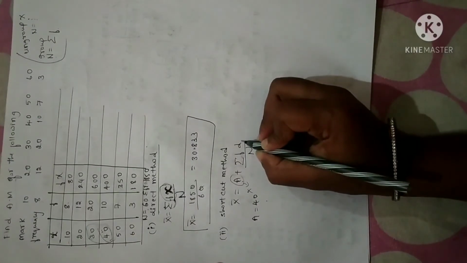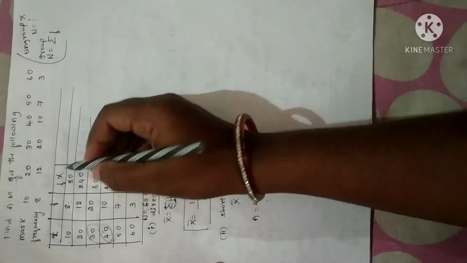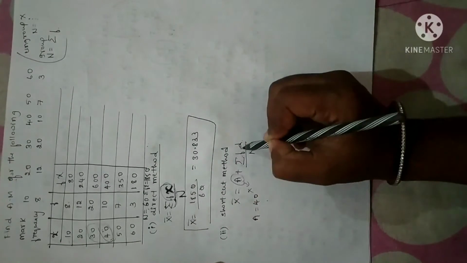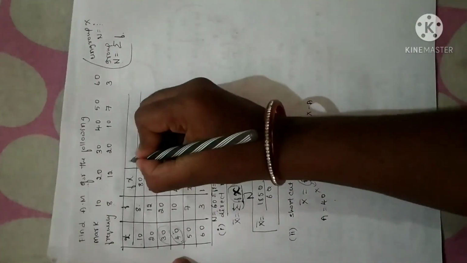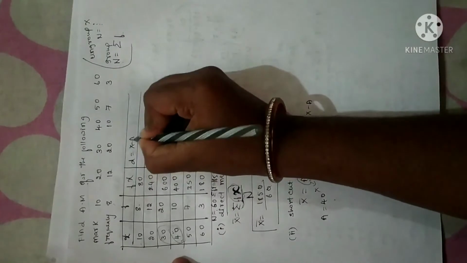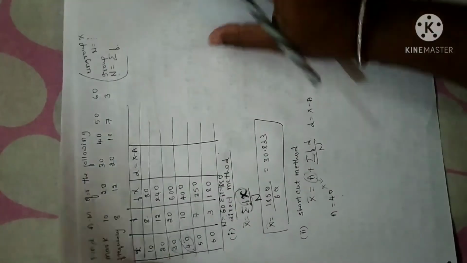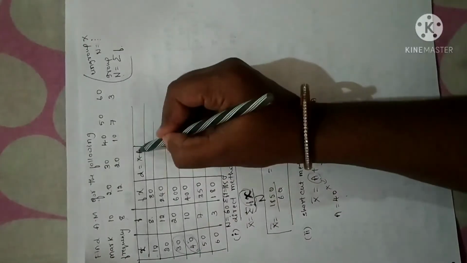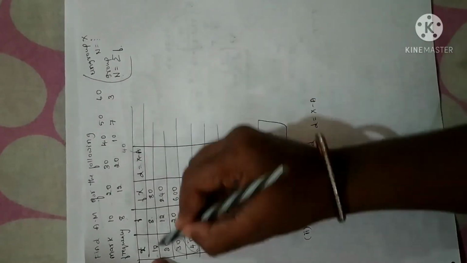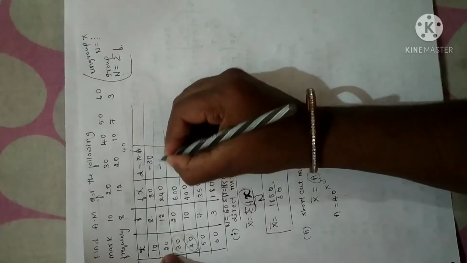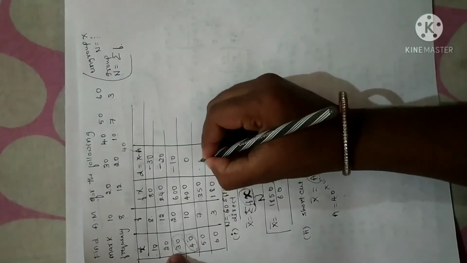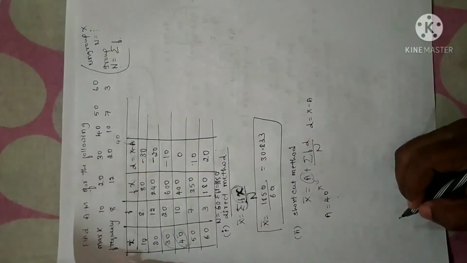Now I have obtained the A value. We needed sigma fd, but what we have is sigma fx; we need d. So how are we going to calculate d? D is x minus a. So let me calculate d here. D is given by x minus a. In the X column, I have the A value that I assumed, 40. So 10 minus 40 is minus 30. Similarly, subtract: you will get minus 20, minus 10, 0. Again it is 10, and 60 minus 40 is 20. So I have obtained the D value.